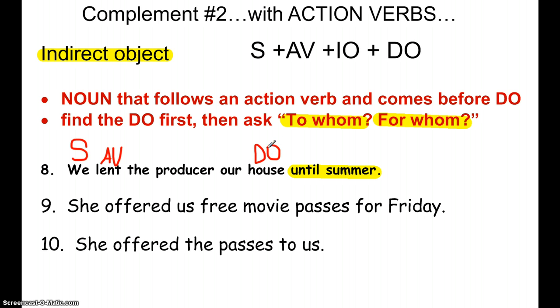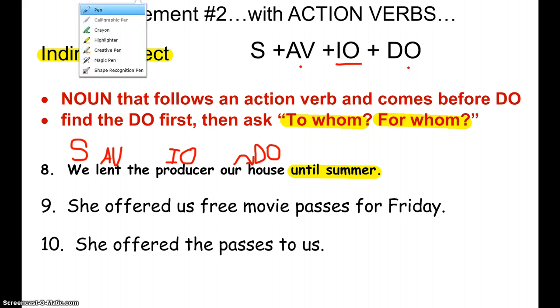Now that we found a direct object, we've got a modifier here, and I see that there's something left between our action verb and direct object. So that's when we look for our IO. It comes in the middle of the action verb and the DO. We lent our house to whom or for whom did we lend our house? We lent our house to the producer. So there is our indirect object.